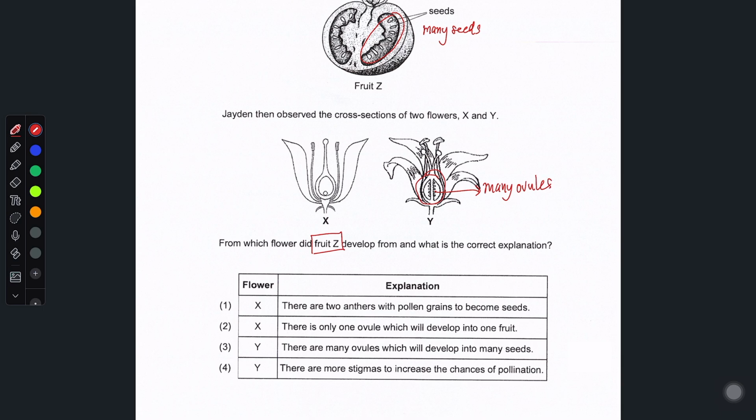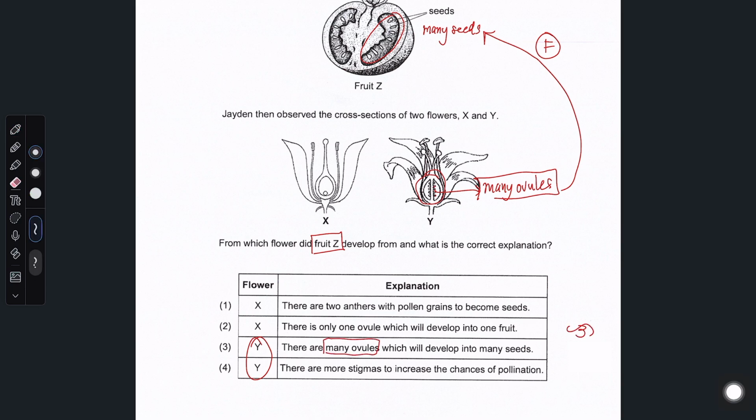ovules. These dots over here are your ovules. Many ovules will develop into many seeds after fertilization. So it should be flower Y. The key idea is there's many ovules. It's not because there's many stigma. It's not the case.